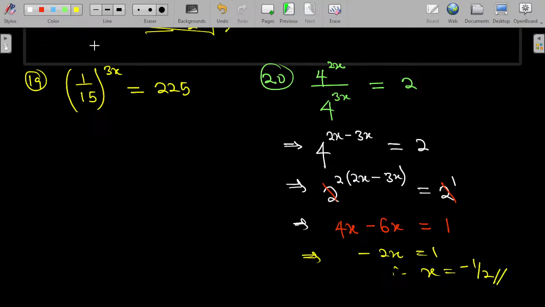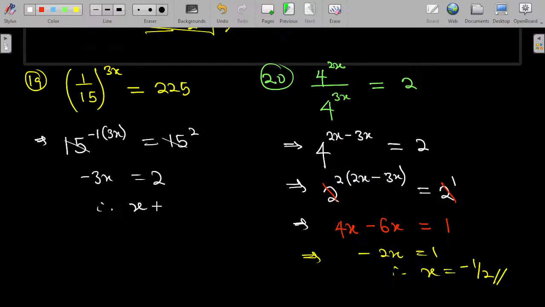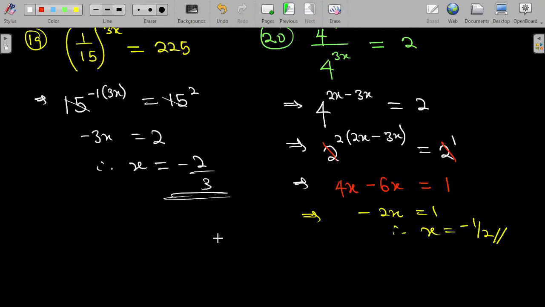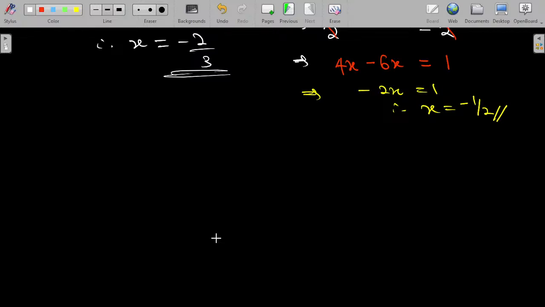Okay, maybe we should touch this together. Yeah, Ife said minus 2 over 3. That's beautiful. Remember that 1 over 15 is 15 to the power of minus 1, and minus 1 will multiply your existing power, which is 3x, and 225 is 15 to the power of 2. So if you take away the equal bases, you will have minus 3x is equal to 2. So this is just something you can do in one line, and so you have minus 2 all over 3 if you divide both sides by minus 3.